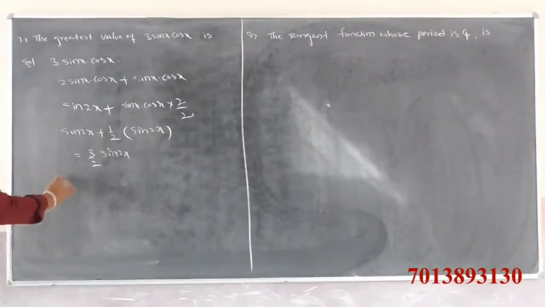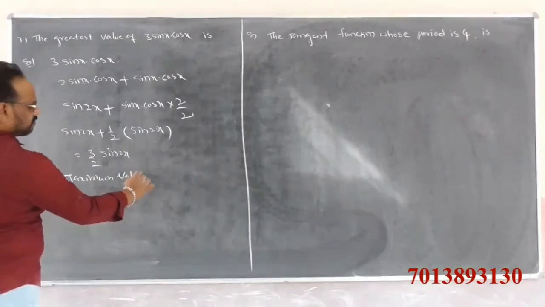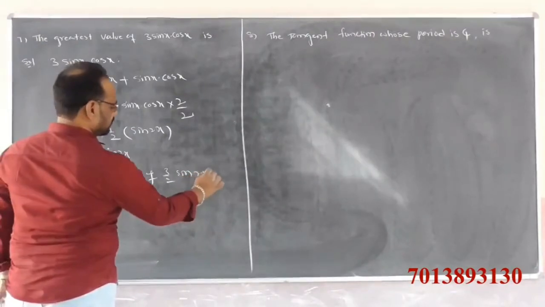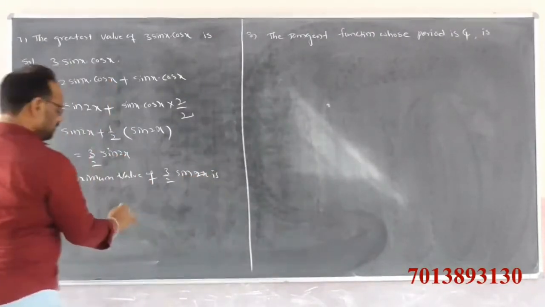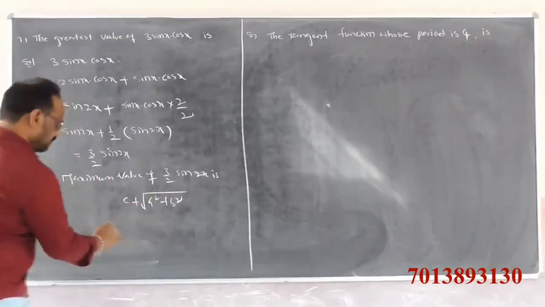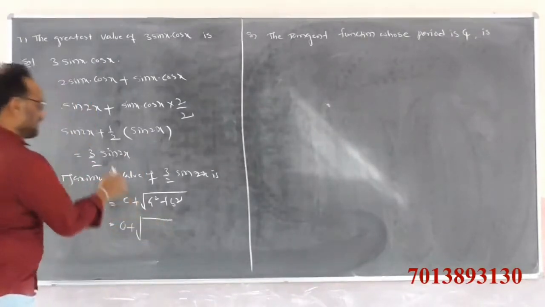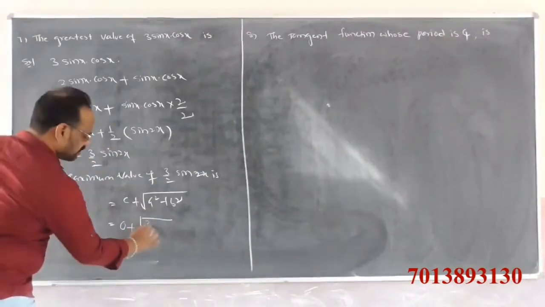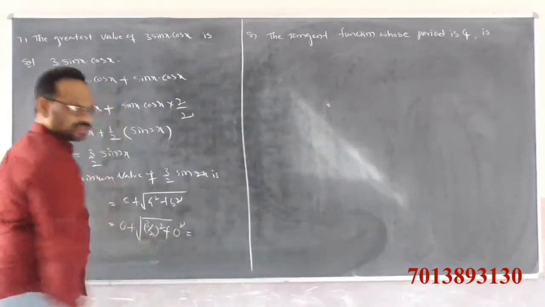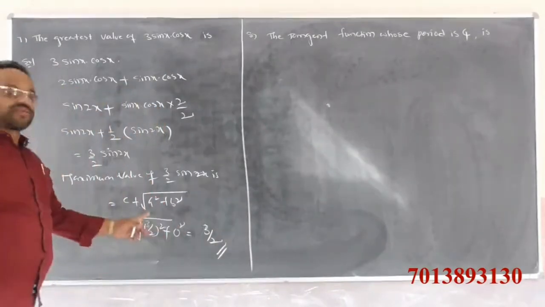We want the maximum value. The maximum value of 3 by 2 sin 2x is c plus square root of a square plus b square. Here c value is 0 plus square root of a square, where a value is clearly 3 by 2, so 3 by 2 whole square, plus b value also 0. Therefore square and root get cancelled, and 3 by 2 is the answer.